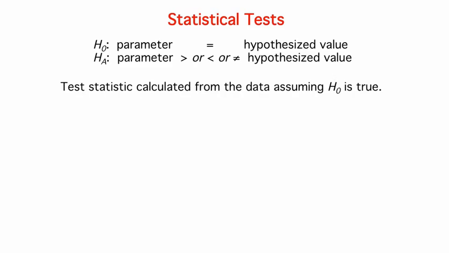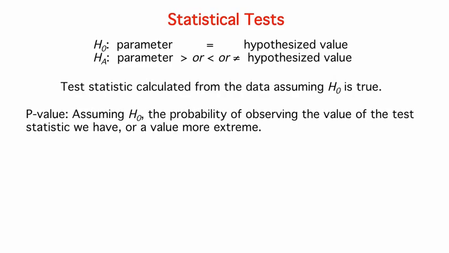We then calculate a test statistic from our data under the assumption that the null hypothesis is true. Assuming the null hypothesis is true, the p-value is the probability of observing the value of the test statistic that we got, or a value more extreme. And small p-values give evidence against the null hypothesis.